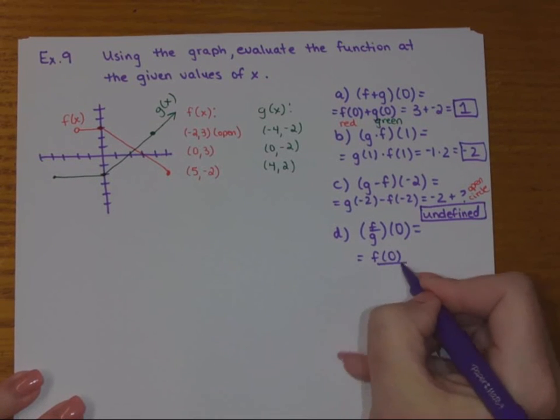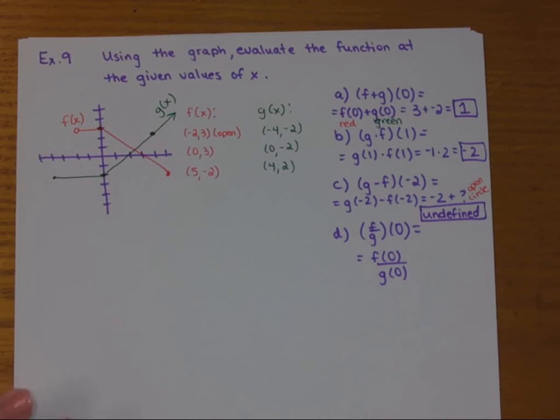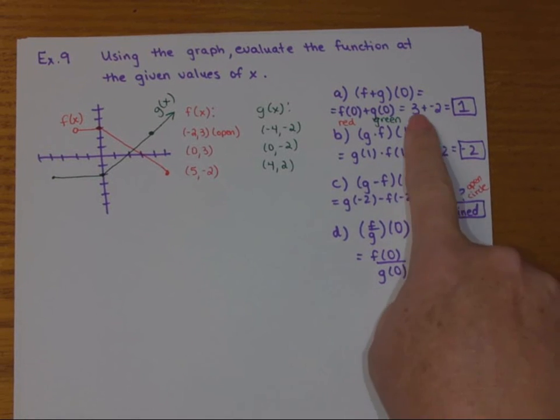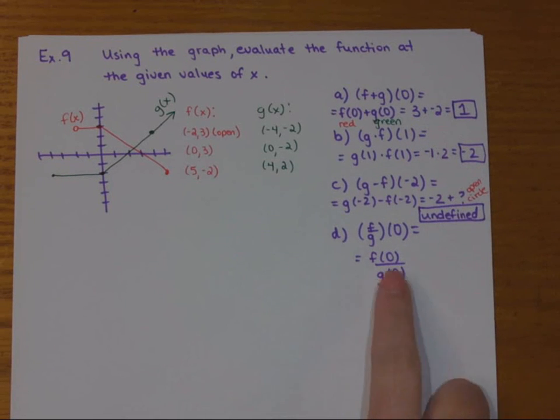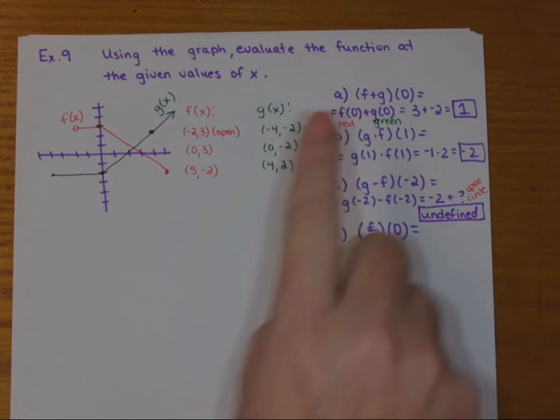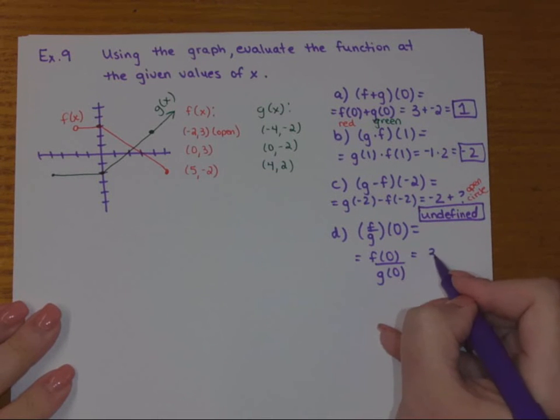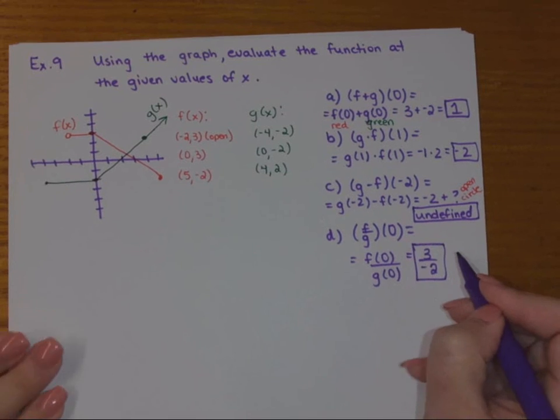And then lastly, for this one, we do f of 0 divided by g of 0. Now, we don't have to reinvent the wheel if we think about it, because we already did those. We already did the individual pieces. We're just being asked to divide them. So you can do it again, or you can come up here and remember that f of 0 was 3 and g of 0 was negative 2, so it's just 3 over negative 2.